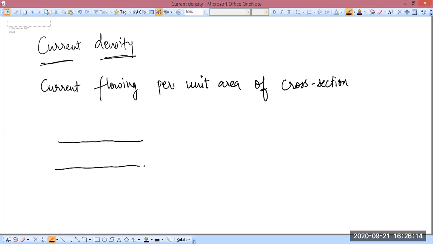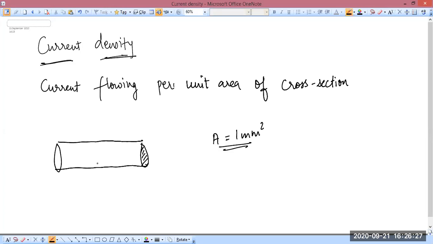Suppose this is a wire. All right, okay, this is some piece of wire, and let's say this wire's cross section area is 1 mm square, for example. So this area is 1 mm square, right? And let's say that in this wire there is flowing a current of, let's say, 2 ampere. All right, then the symbol of current density is J, right?